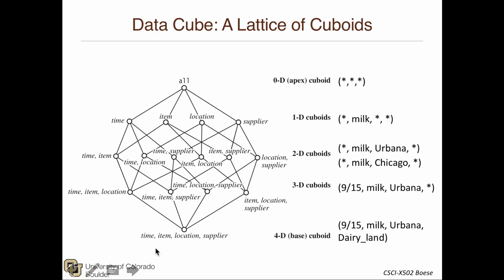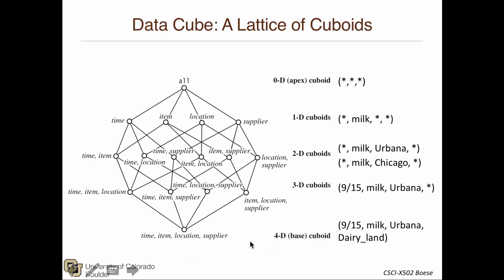So here's another look at that lattice. At the very top, this is the apex cuboid. This is where we're not specifying anything. So it's like star, star, star, star for all the different attributes for time, item, location, and supplier. With one-dimensional, you're specifying one of them. So in this example, the item is milk specifically. Two-dimensional, you're specifying two of your dimensions, etc. So here's our bottom base cuboid where all the dimensions have a specific value that we're trying to query our data warehouse on.